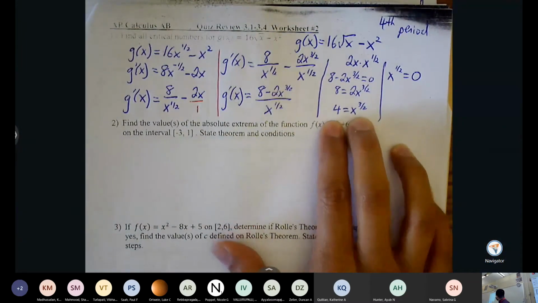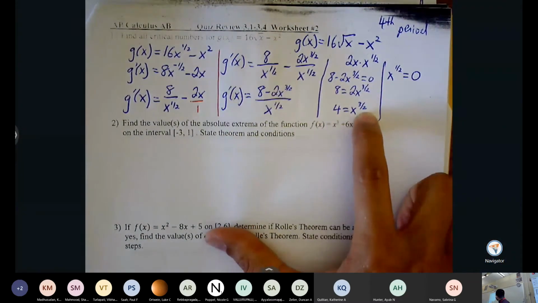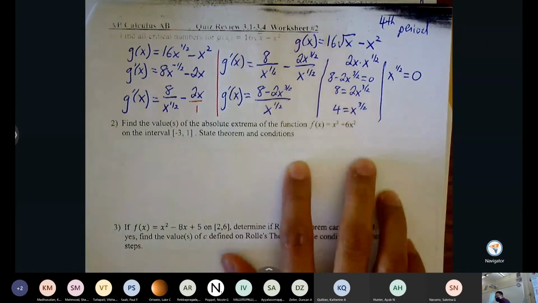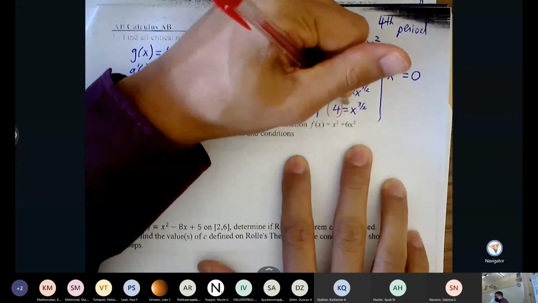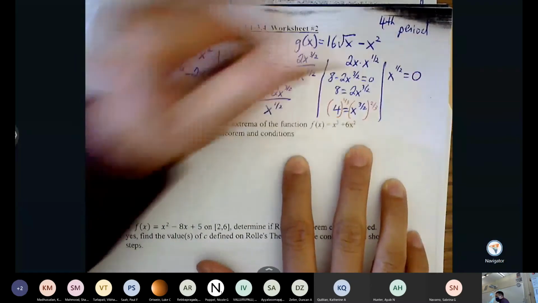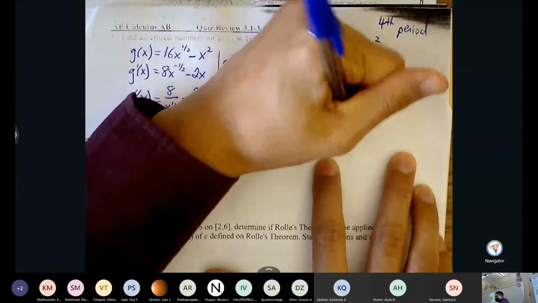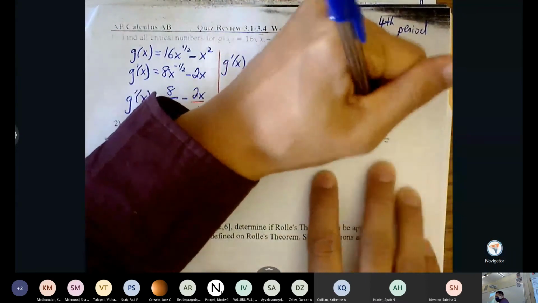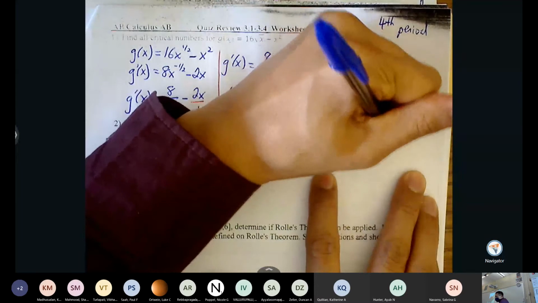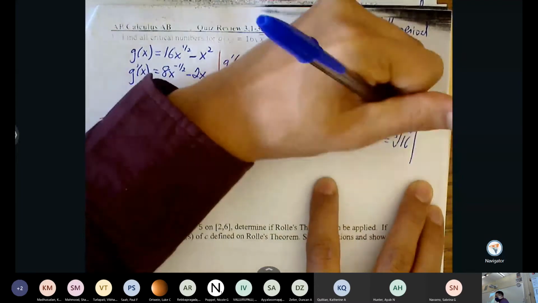Divide both sides by 2, I get 4. I want to get x by itself. I want to undo that 3/2. So if I raise both sides to the 2/3, I can solve for x. So you can either tell me x is 4 to the 2/3, or you can square the 4 and make it a cube root. Okay, either is fine.